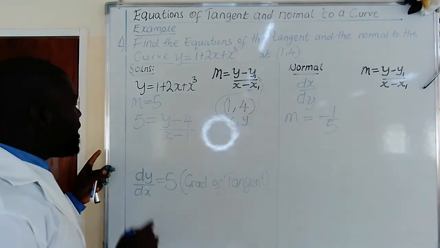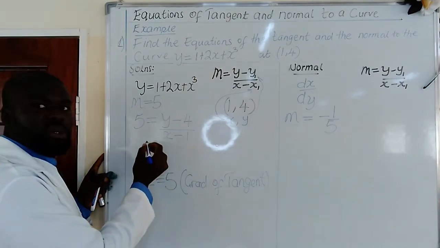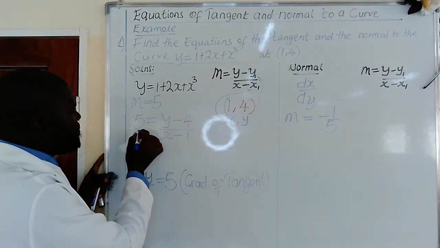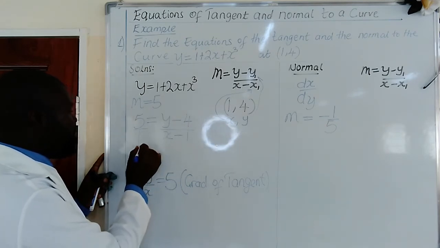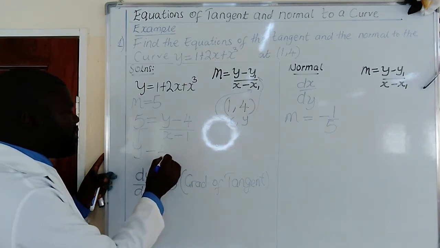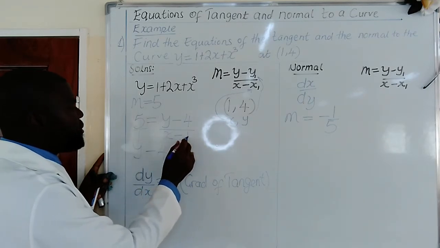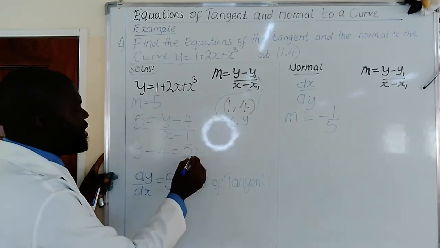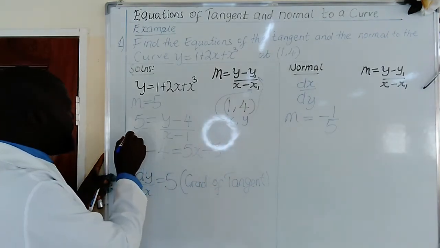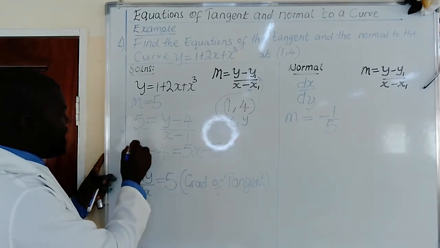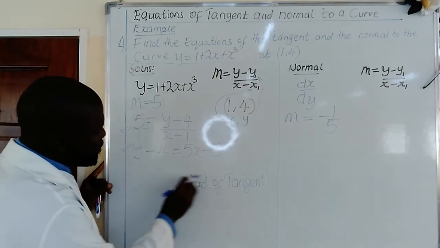Okay, so once we have this, then we simply have to cross multiply. So we shall say 1 by y minus 4 is equal to 5 by x minus 1, we shall have 5x minus 5. Okay, so this is now this. Okay, so we continue from there.